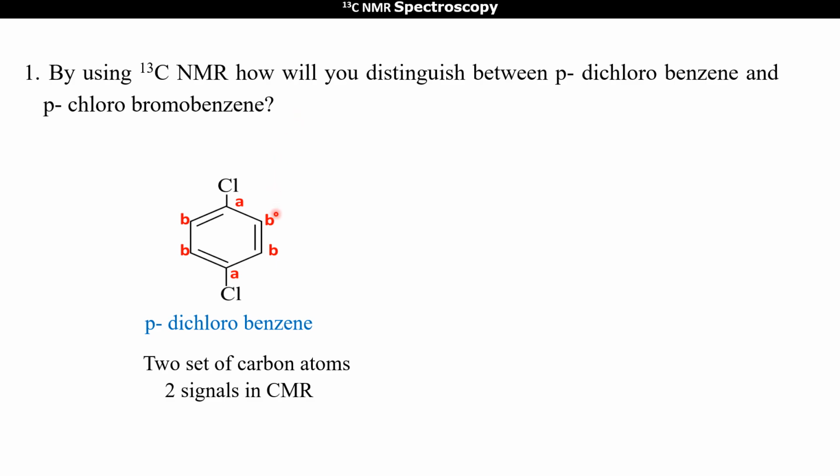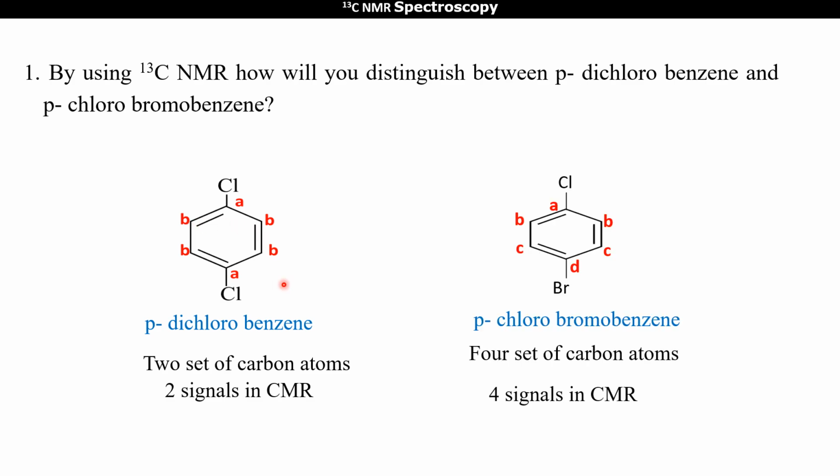In case of para-dichlorobenzene, there are two sets of carbon atoms. This is the set A, which are the quaternary carbon, and this is the set B. And as there are two sets of carbon atoms, it gives two signals in 13C NMR spectroscopy, that is in CMR. A type of carbon gives singlet, while B type of carbon gives doublet in the spectra.